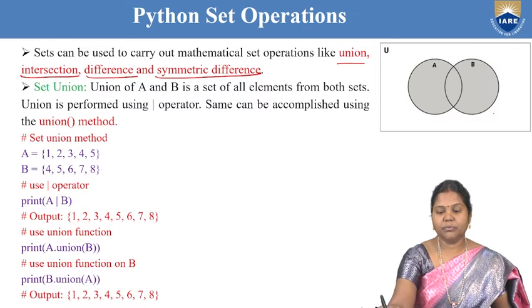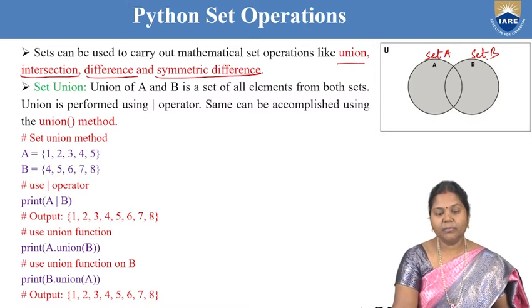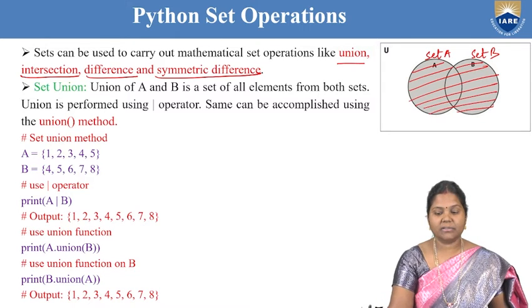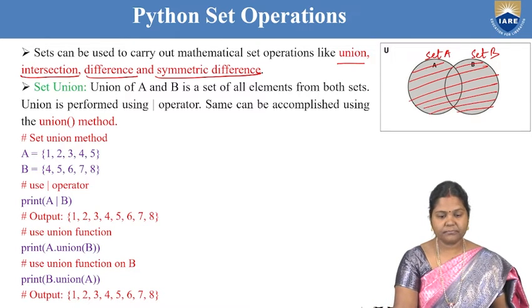Now, what is set union first? Suppose A is a set and B is another set. When you do the union, it will show you that the union of A and B is nothing but the set of all elements which are there in A or in B. That is called set union.